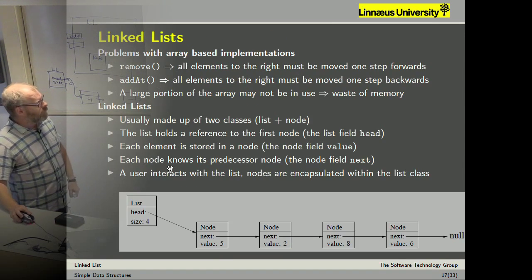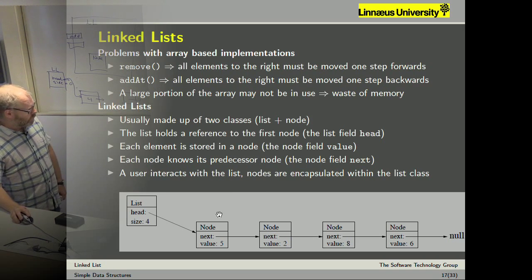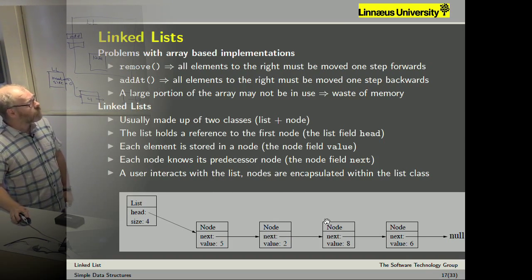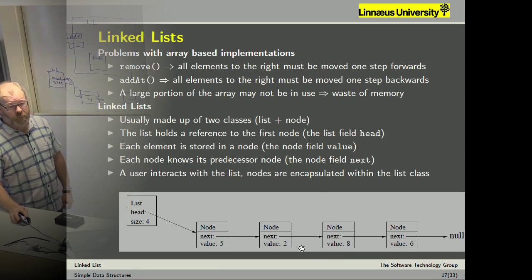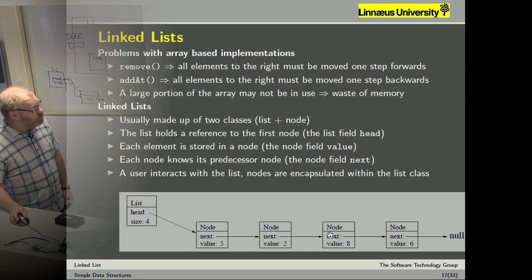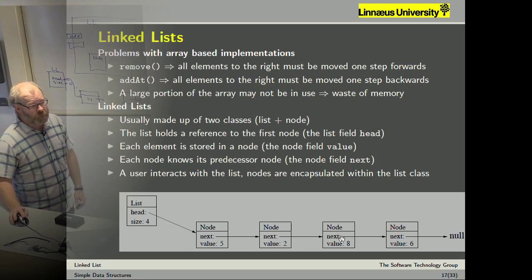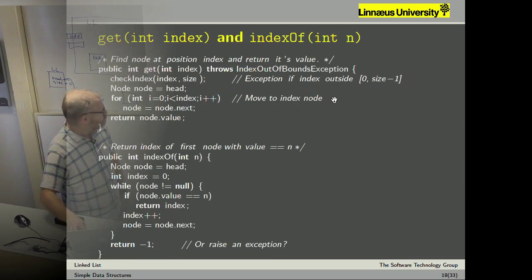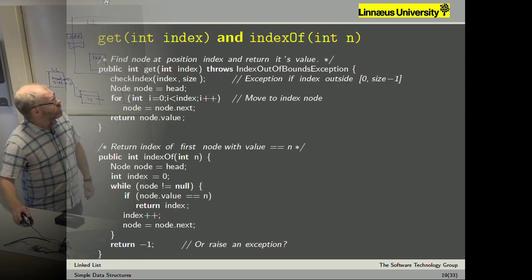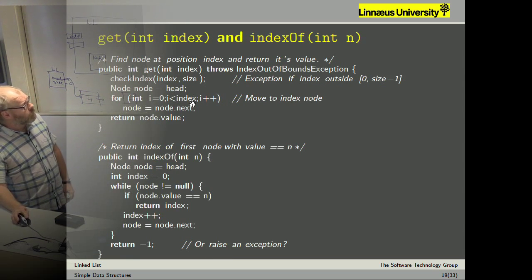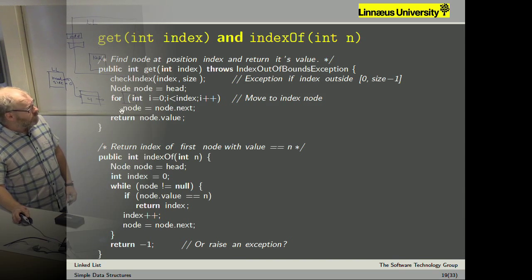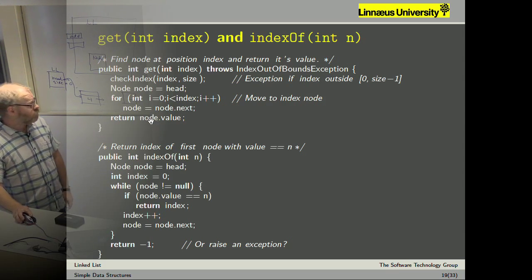Give me the element at position 2. Okay, I start here, and then I move 1, 2, and then I stop here and say, okay, we are returning the value of this one. So I move a certain number of steps along this chain, and I return this one. Starting here, I move a certain number of steps forward, moving forward in the chain. I stop and I return the current one.